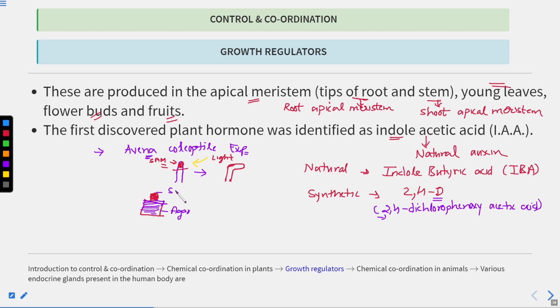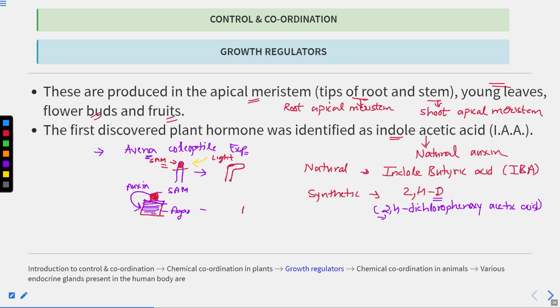This is the shoot apical meristem that was cut. Then what happened? Something diffused into this agar, and this was auxin. And then this agar block was kept on the coleoptile in which the shoot apical meristem was removed.